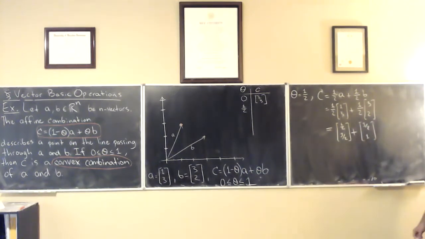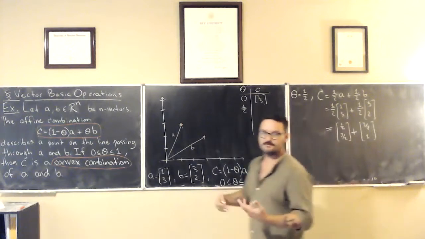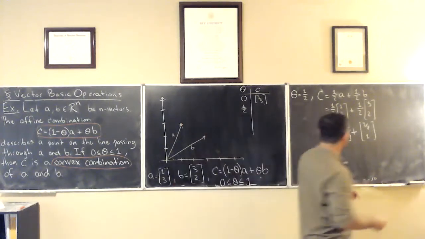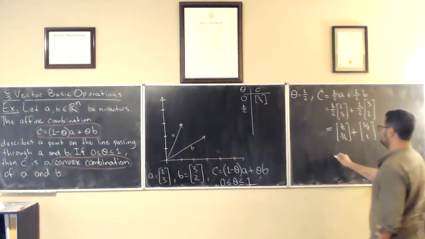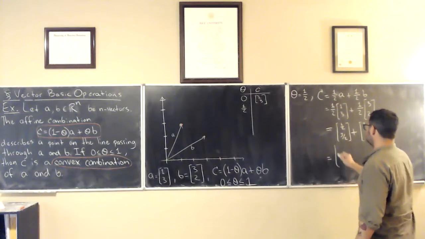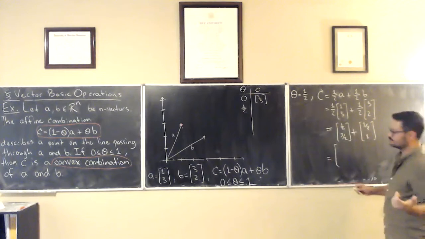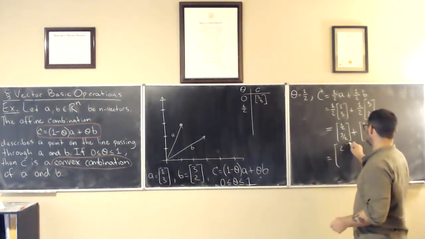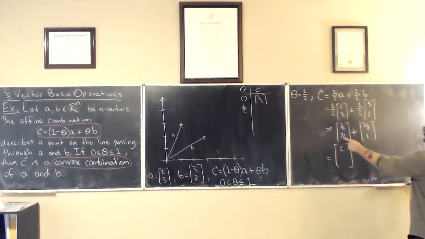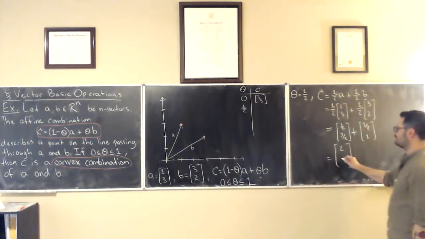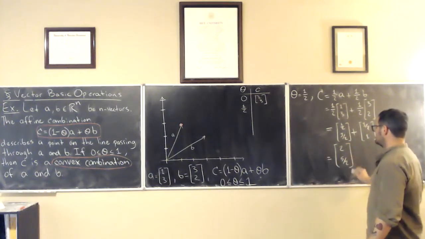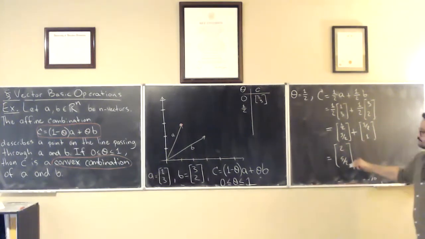Right? Because scalar multiplication, you multiply each element in the vector. So now we add these together. So we get 3/2 plus 1/2, so 4/2 or 2. And then we have 3/2 plus 1, so that's 3/2 plus 2/2, so 5/2. Like that. So 2, 5/2.